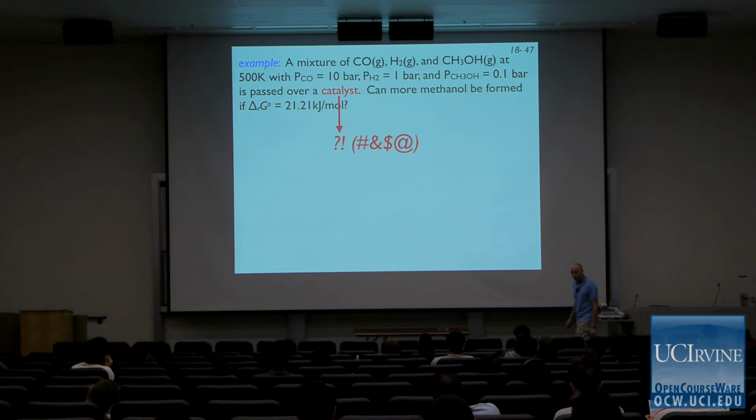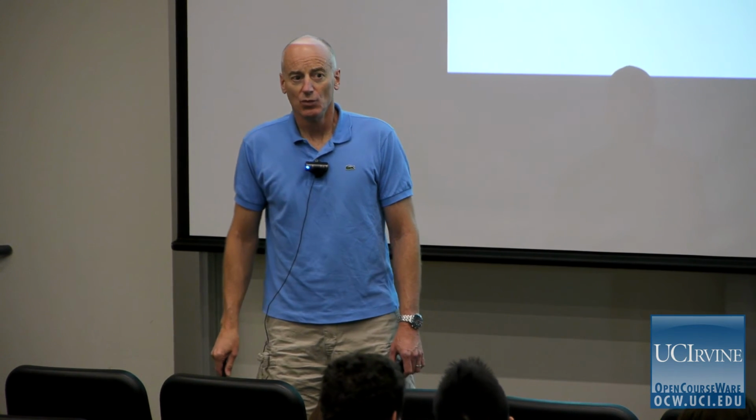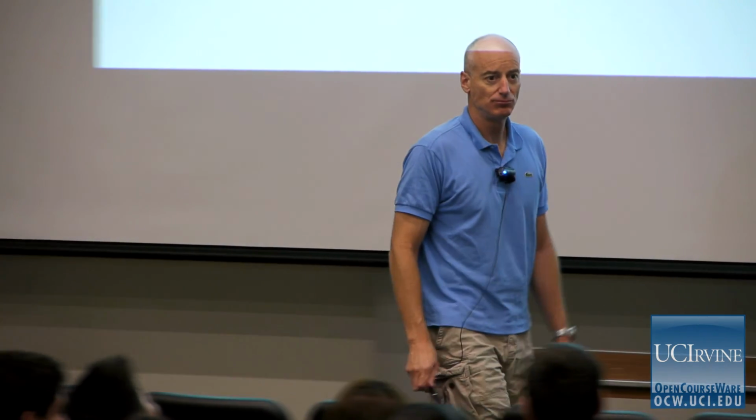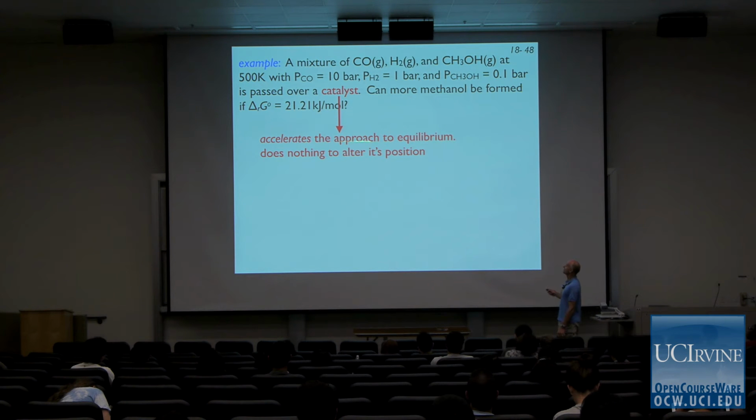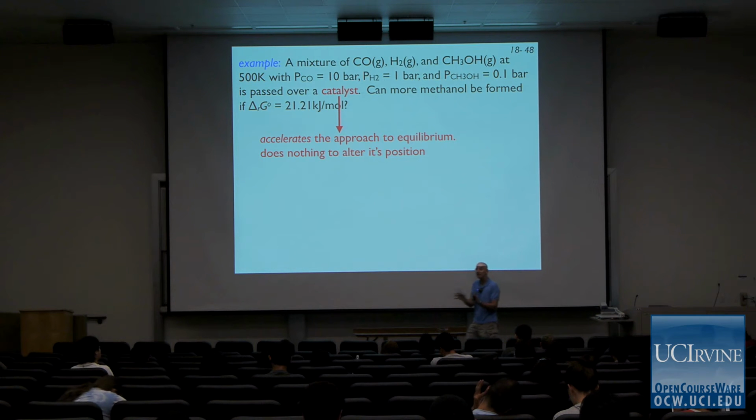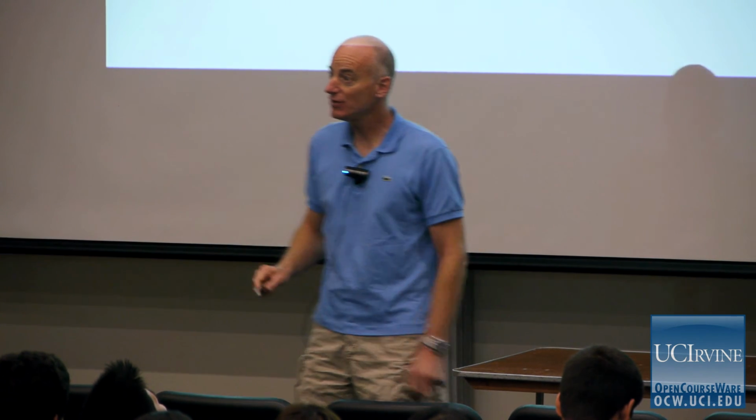All right, now the first thing to say is catalyst. What does that word mean? How does that affect our calculation? What's the role of the catalyst here? Anybody know? Speed up the reaction. That's exactly right. It's going to accelerate the reaction. It's going to accelerate the approach to equilibrium. But it does nothing to alter the position of the equilibrium. In other words, inserting the catalyst doesn't change where we're going to end up in terms of the mix of products and reactants. Right? It's not going to do that by definition.